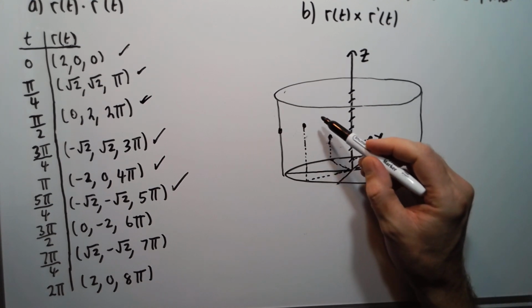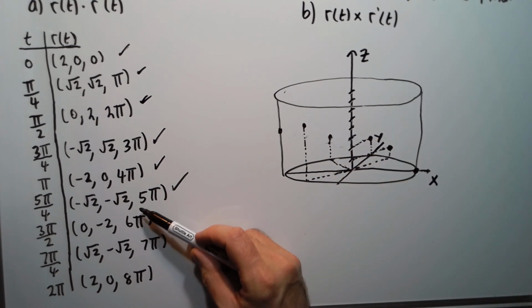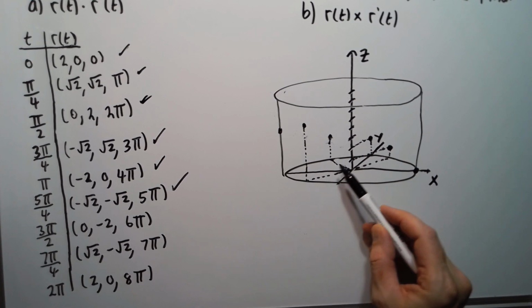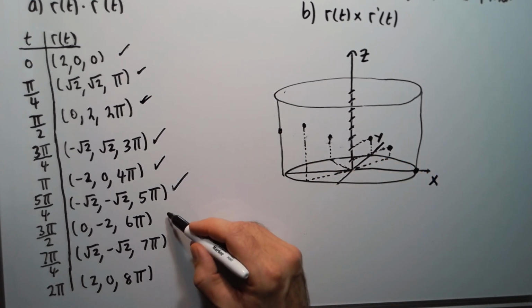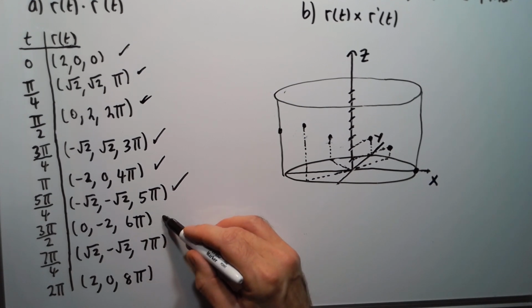So put me here then, because we're at negative square root 2 would put me down over here. Then up 5 pi, 1, 2, 3, 4, 5. Think about here. Okay, let's do now 0, negative 2, 6 pi.